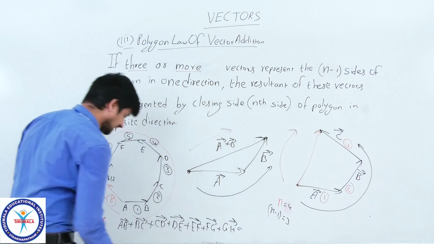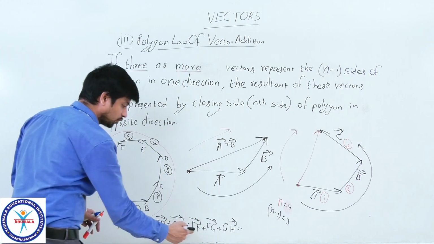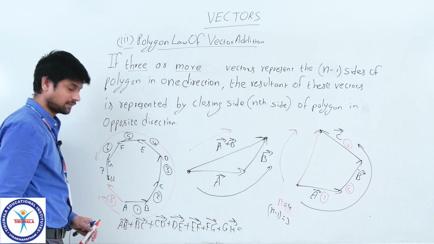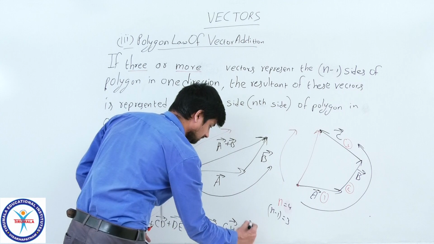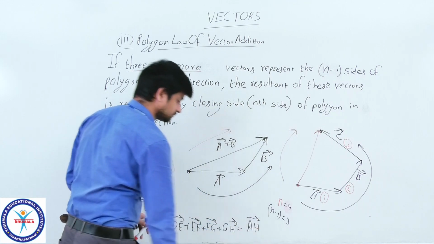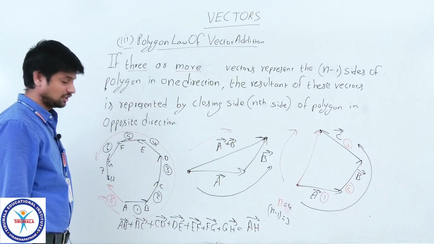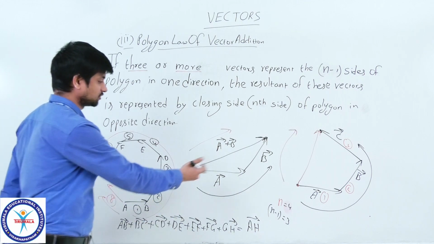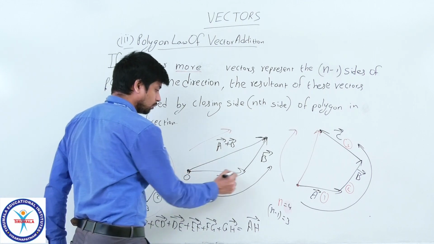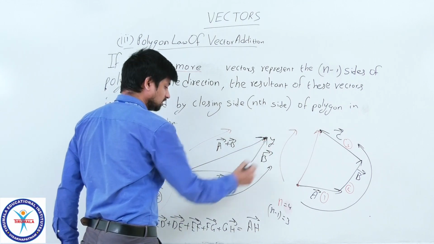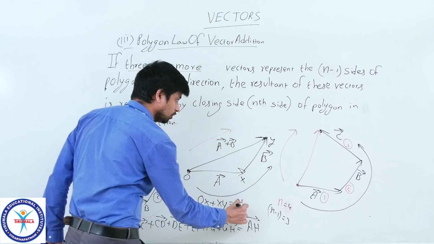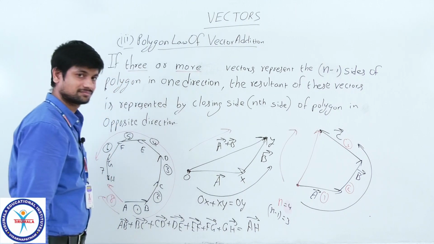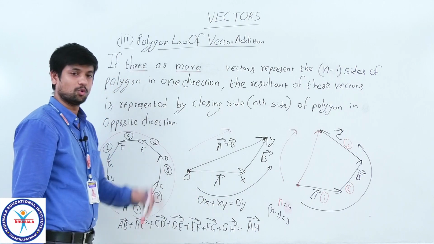Okay. So how many sides? 1, 2, 3, 4, 5, 6, 7. 7 sides. What is the closing side? 8th side. What is that? AH. Did you understand? So in this way we can write. Even here also, OX, XY. So OX plus XY equal to OY.